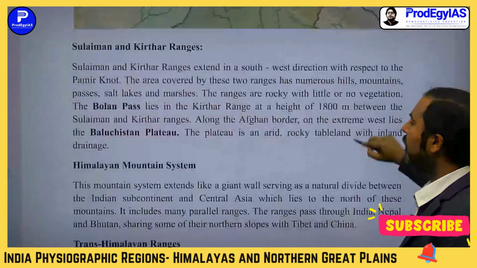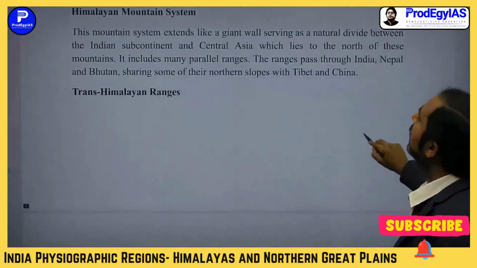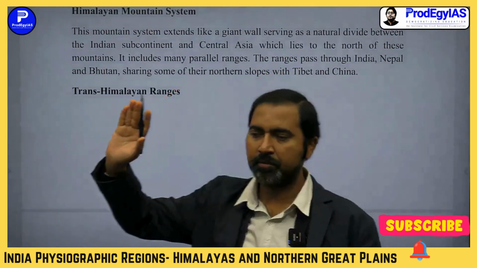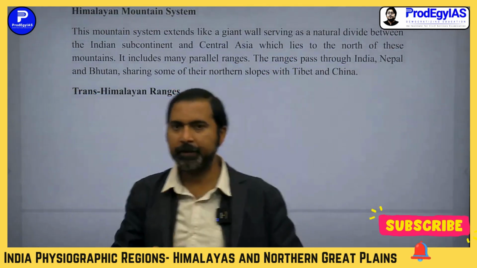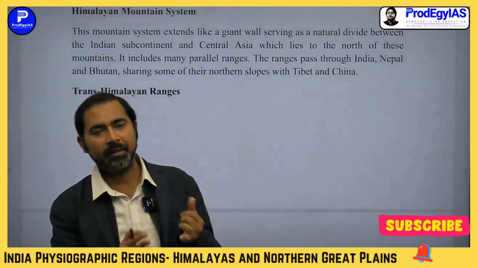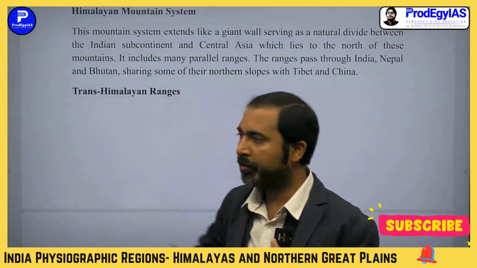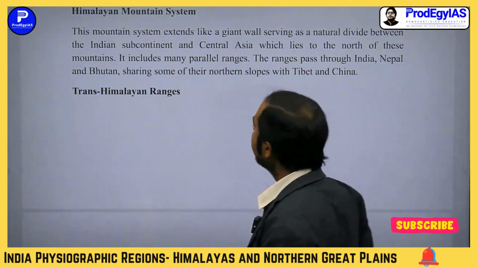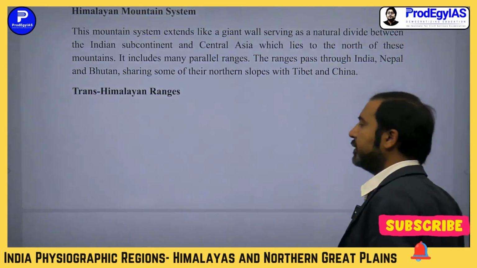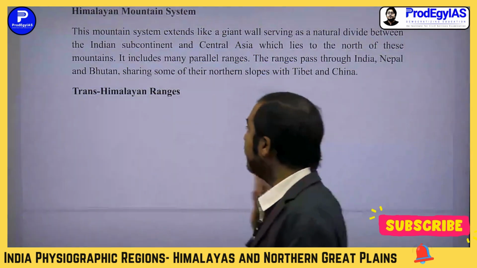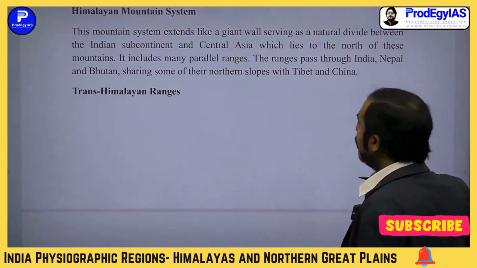Now come to the Himalayan mountain system. The Himalayan mountain system was a different mountain system extended from the Pamir Knot. It was the Hindu Kush range, then the Suleiman range, then the Kirthar range, right? In Hindu Kush, there were important passes of Khyber, Tochi, Gumal, and in the Kirthar range, an important pass named Bolan Pass. Now come to the Himalayas.